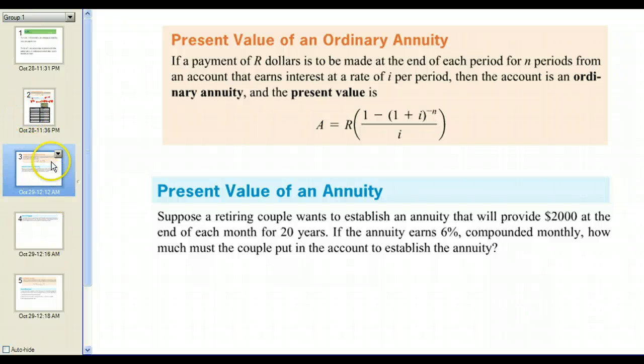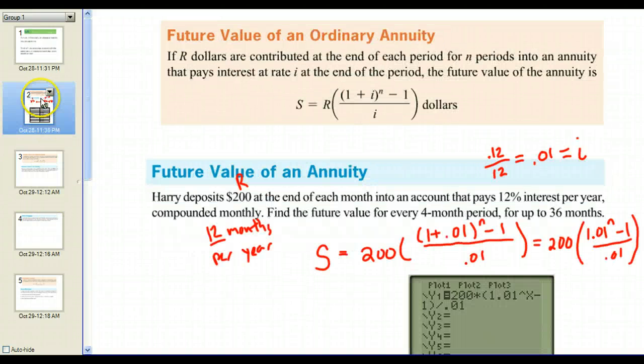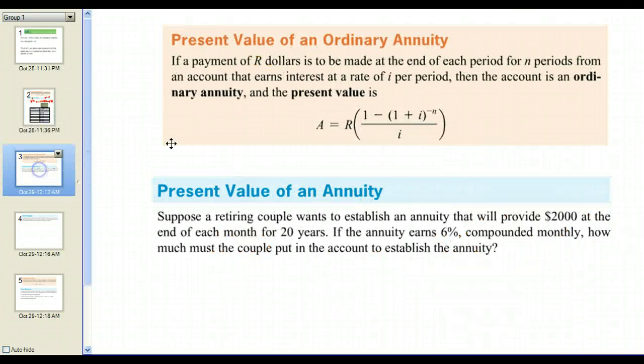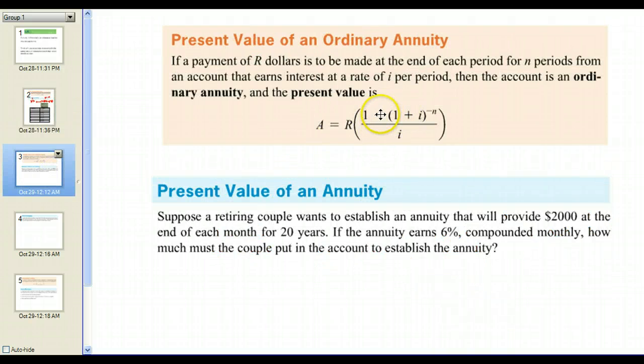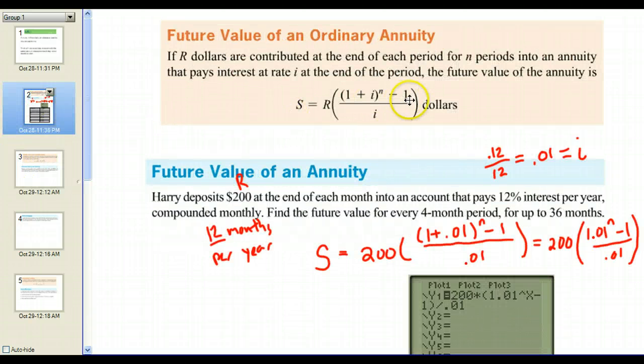Now if you look at the formula for present value versus a regular annuity, if you can read through my scribbles, notice this is 1 plus I to the positive n minus 1 over I, and there's an R out in front. And here we have 1 minus 1 plus I to the negative n over I. So what's happened here is these two have switched places, the 1 and the 1 plus I to the n. That's changed to a minus, and that's changed to a minus. Okay, that's the big things that you see there. They've switched places, and then that's become a negative n.